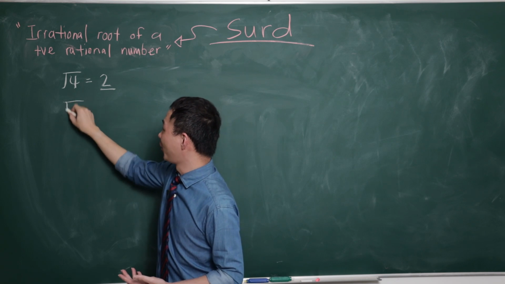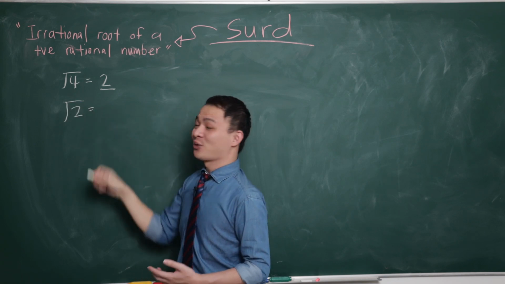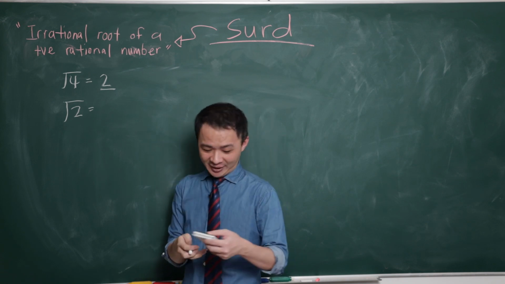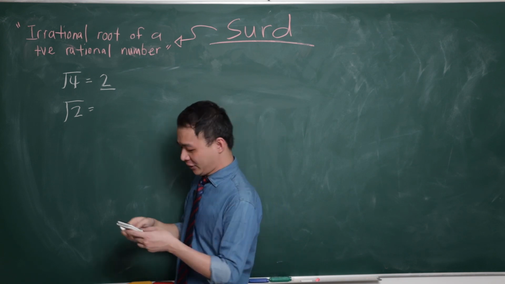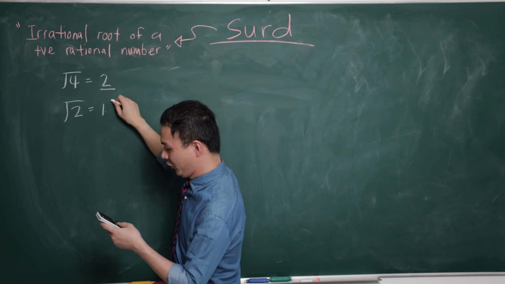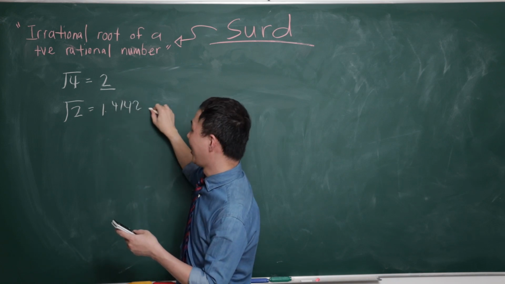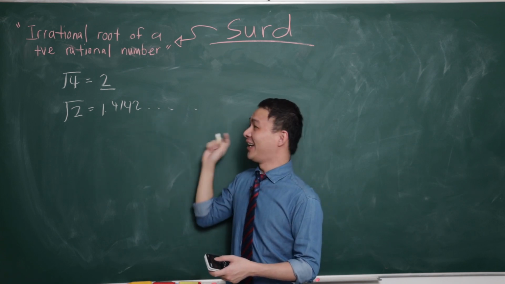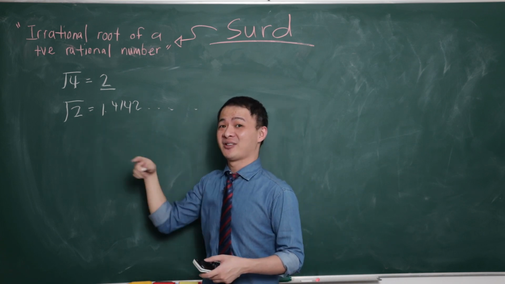Let's say I have square root 2. Square root 2, will it give you an infinite decimal? Yes, because if you type square root 2 into the calculator, you will get 1.4142 and so on. Do you see you have an infinite decimal? Then this is what we so-called a surd.